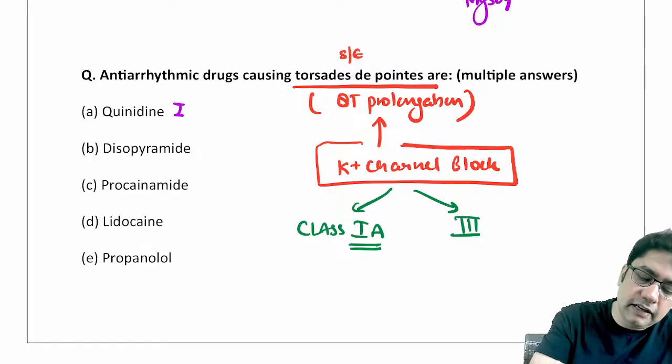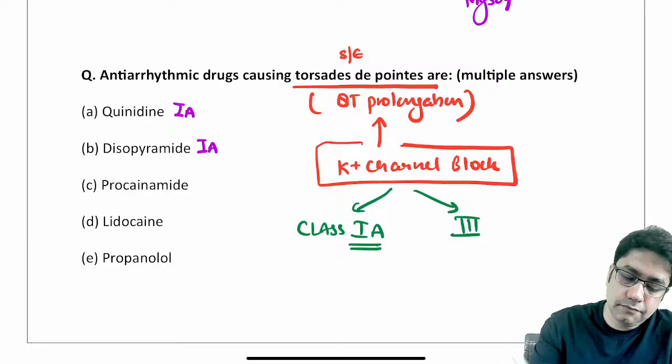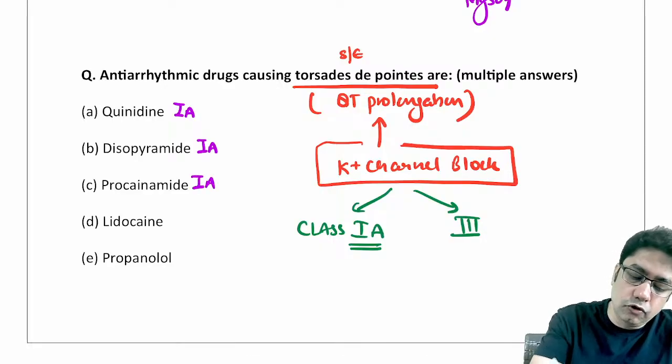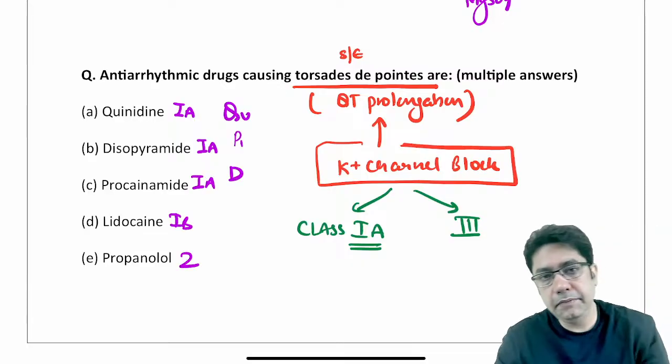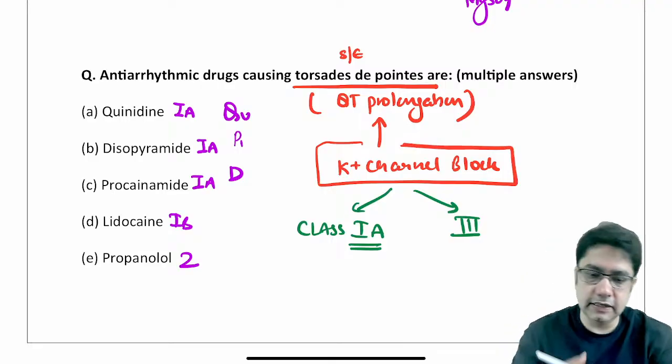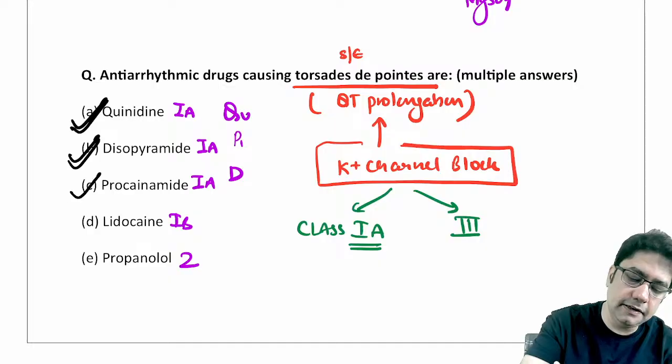So quinidine is 1A, disopyramide is 1A, procainamide is 1A. So Cupid is 1A. Lidocaine is 1B, propranolol is a beta blocker under class 2. So what is the answer of our question? The answer of our question is A, B and C.